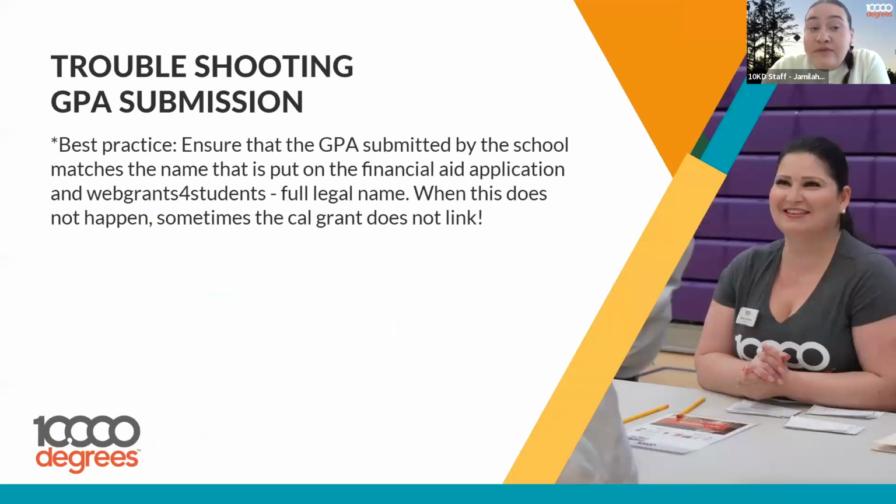So, some troubleshooting with the GPA submission. A best practice is to ensure that the GPA submitted by the school matches the name that's put on the financial aid application and the WebGrants for Students. So this would be the full legal name of the student. When this doesn't happen, sometimes the Cal Grant doesn't link and can go missing, and that's when the troubleshooting really starts.